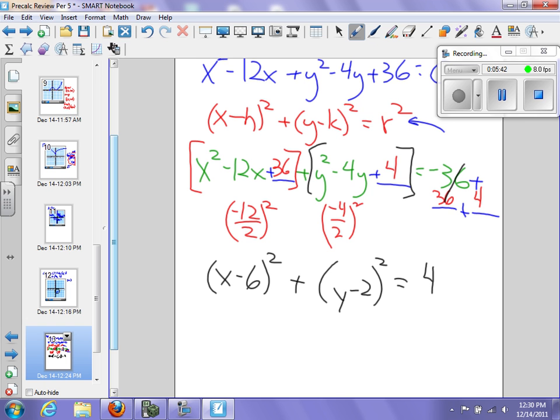Right? So just to finish it off here, I would have my h and my k. So my center is going to be (6, 2), right? My h and my k. And my radius is going to be, if that is the square of my radius, then my radius is going to be 2. And that's the answer to my problem.